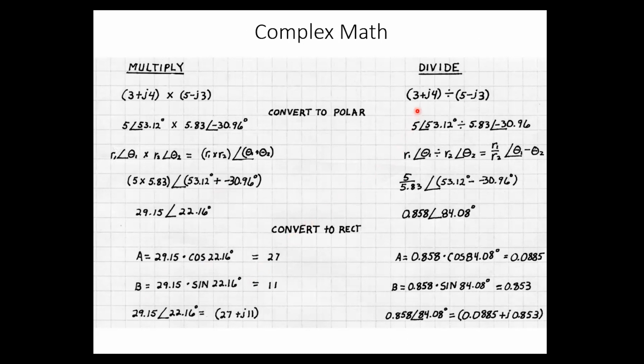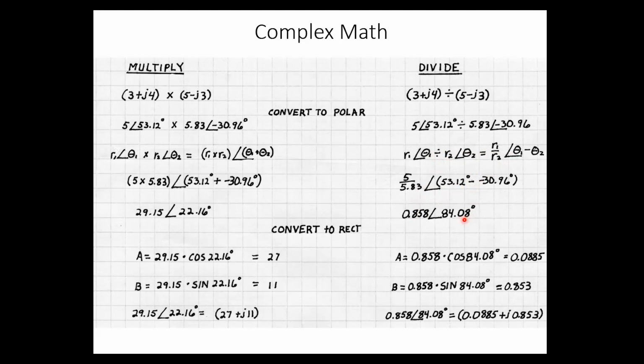All right. If I want to divide, the difference here is instead of multiplying these two magnitudes together, I'm going to divide them. So I'm going to divide 5 by 5.83. And instead of adding these two angles, I'm going to subtract them. So 5 divided by 5.83 is 0.858. And 53.12 degrees minus 30.96 degrees is 84.08 degrees.